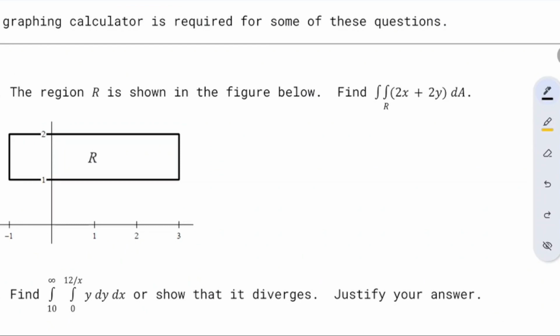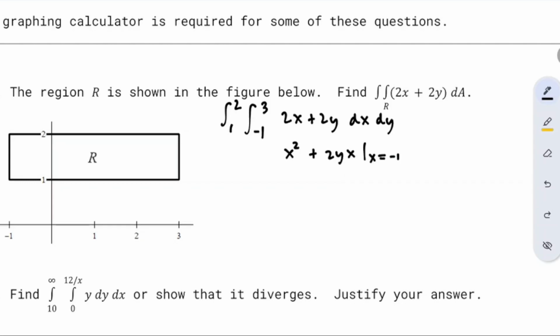Alright, so x going from -1 to 3, y going from 1 to 2, 2x plus 2y, dx first, because that was -1 to 3, then y. With respect to x, an antiderivative would be x squared. Antiderivative for 2y would be 2y times x. We're going to let x run from -1 up to 3. And so that's going to give me 9 plus 3 times 2 is 6y.